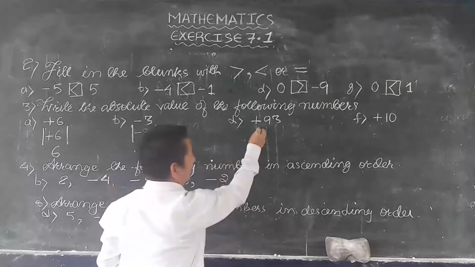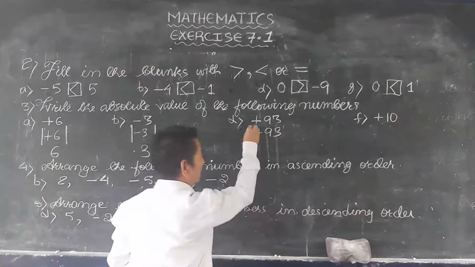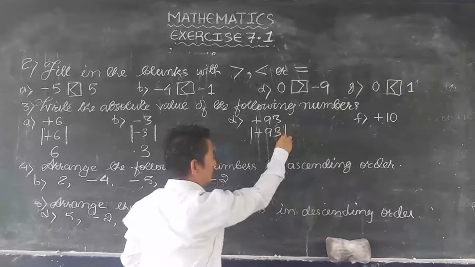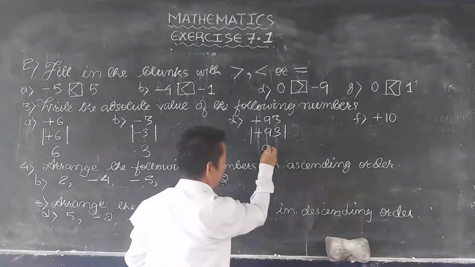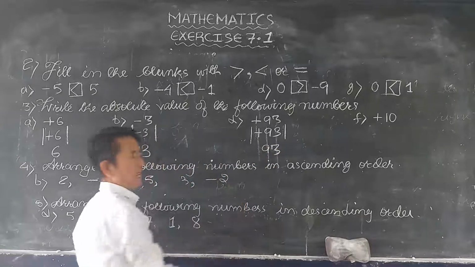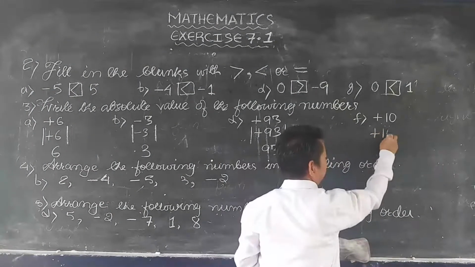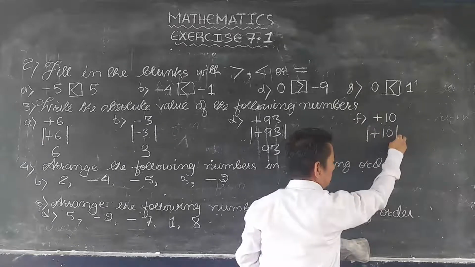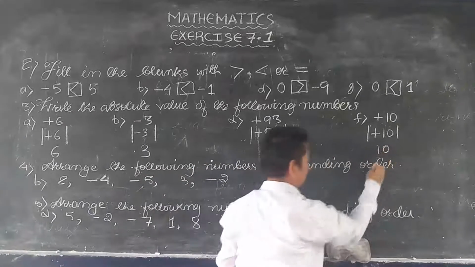Here plus 93. We'll write vertical lines on either side of this 93 and its absolute value is 93. Now plus 10, vertical lines on either side of this plus 10, so 10.